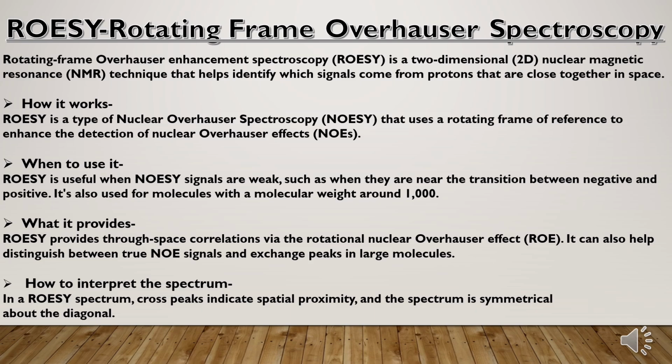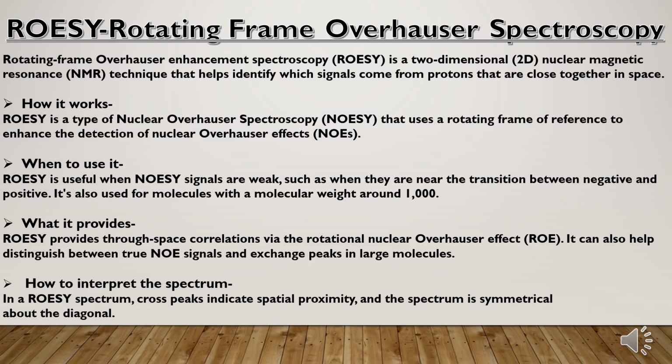When to use it? ROESY is useful when the NOE signals are weak, such as when they are near the transition between negative and positive. It is also used for molecules with a molecular weight around 1000. What it provides? ROESY provides through-space correlation via the rotating nuclear Overhauser effect. It can also distinguish between true NOE signals and exchange peaks in large molecules.